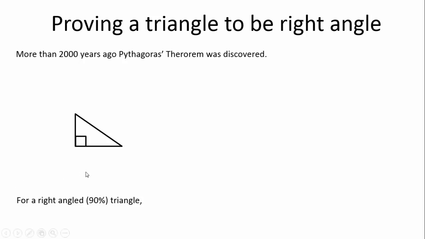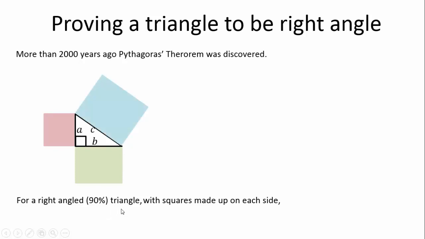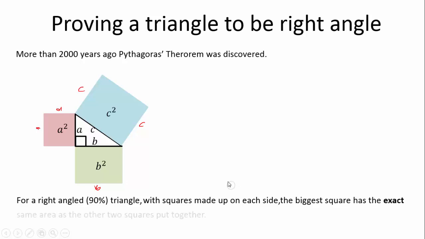That makes sense. For a right-angled triangle of 90 degrees, with sides A, B, and C, we have squares on each side. So now we have the 3 lengths of the triangle. That's A, that's B, that's C. These are squares on each side. So for a right-angled triangle with squares made up on each side, that's A squared, B squared, and C squared, the area of each of these squares.